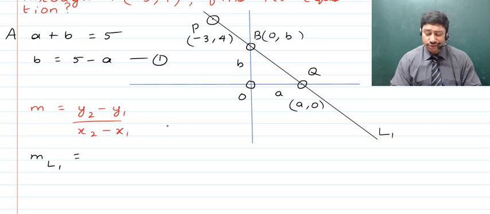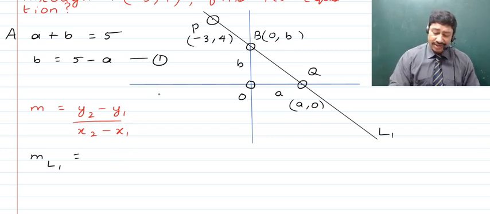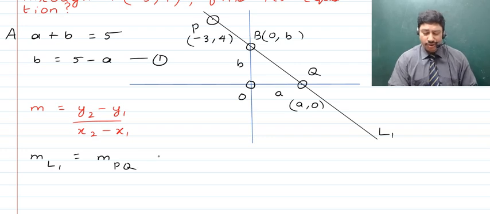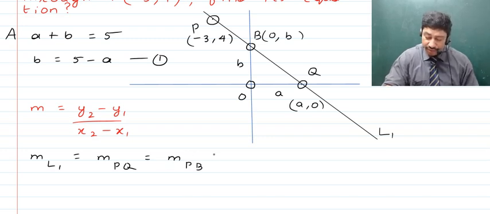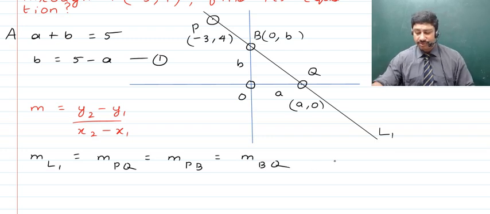And let's now sort out the simplest ones. So let's talk about P and the point Q. So we can say MPQ, that means the slope of the line PQ that is getting formed, will become equal to the slope of the line PB which is getting formed. Obviously that will also be equal to the slope of the line BQ that is getting formed, right?